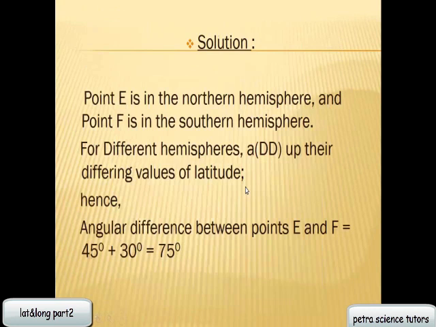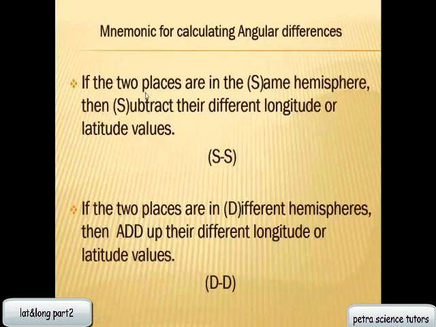For the same hemisphere, let's go back to our mnemonic. What does our mnemonic tell us? Two places on the same hemisphere, subtract their different longitude or latitude values. So they have different longitude values. So in the same hemisphere, we subtract. SS, the same, subtract. Same, subtract.